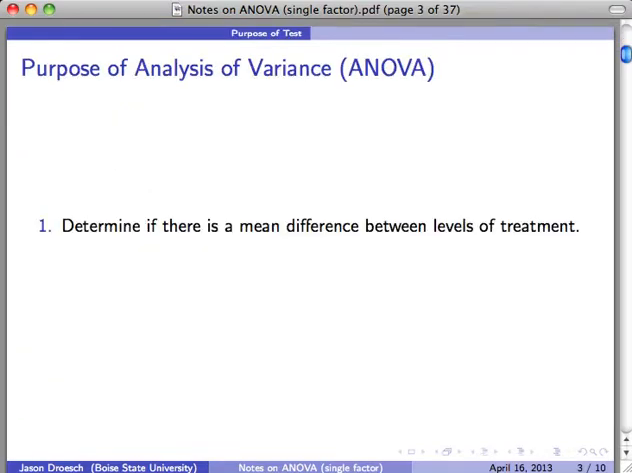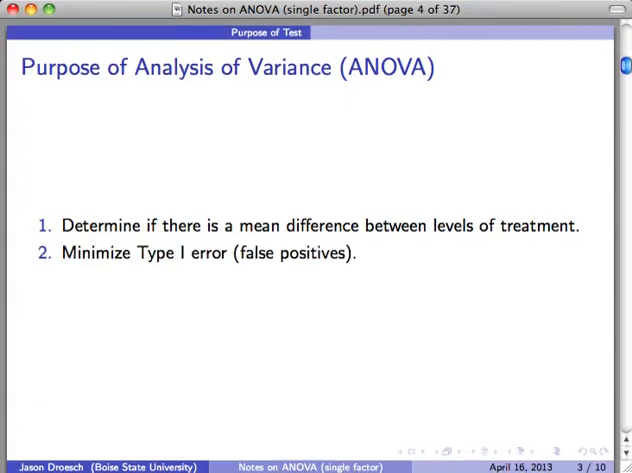So basically the purpose of ANOVA is to determine if there's a mean difference in our treatments. So in other words, if you had a sequence of treatment groups and we apply a varying level of that treatment to each group, we want to know if there's a difference between any of the groups, not just between specific groups, but any of the groups.